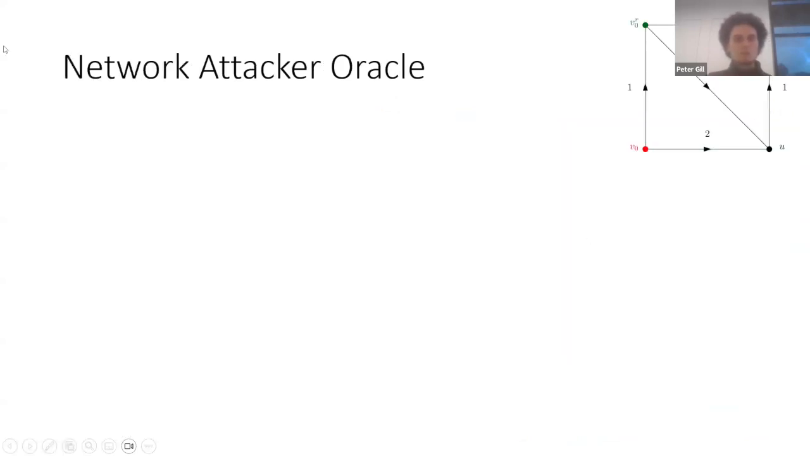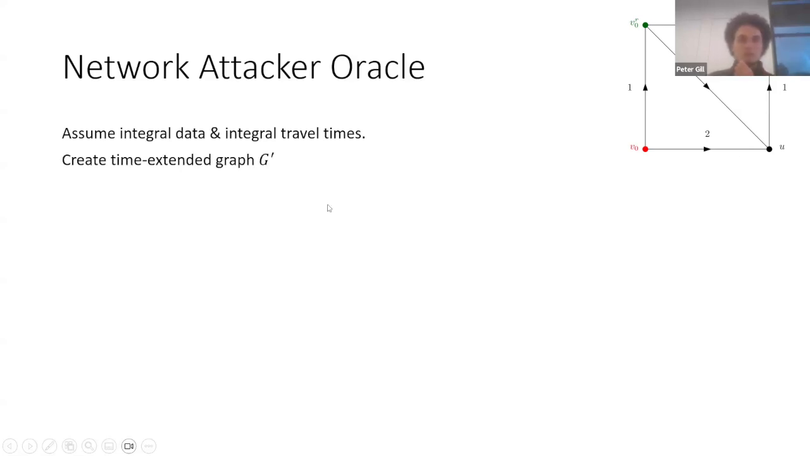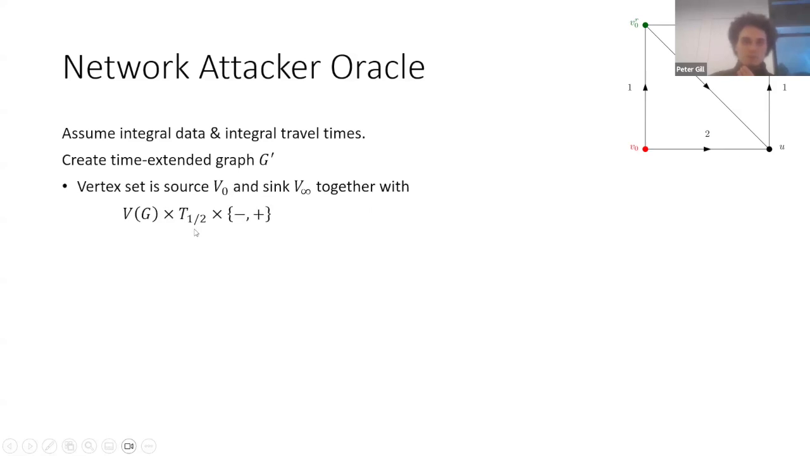And then so our new network attacker oracle is based on a sort of time expanded network. So I'm still in the case where I'm assuming integral data and integral travel times. Remember, you can scale the data assuming it's rational, so you can get this. And then I'm going to create my time extended graph with sources and sinks, so dummy vertices there.